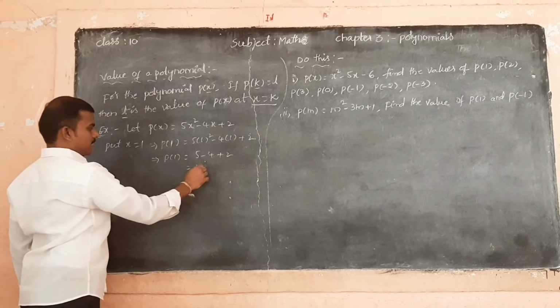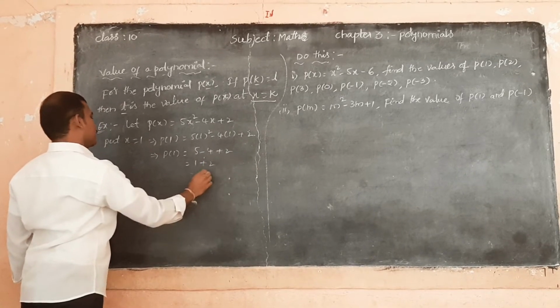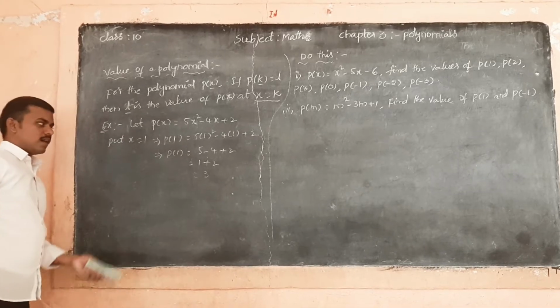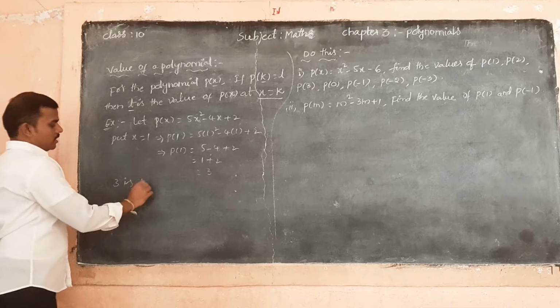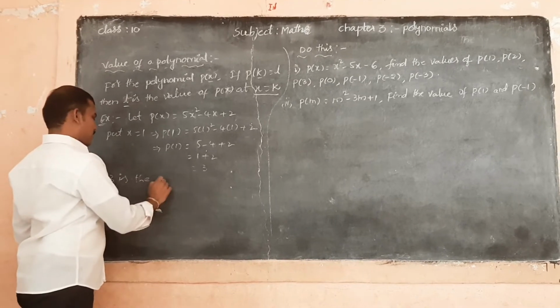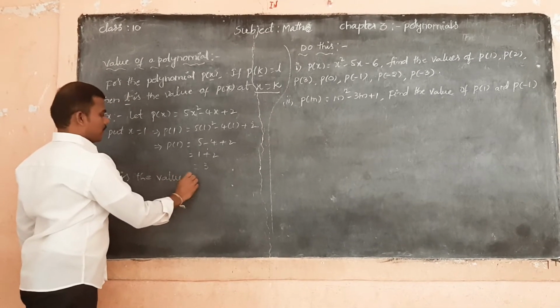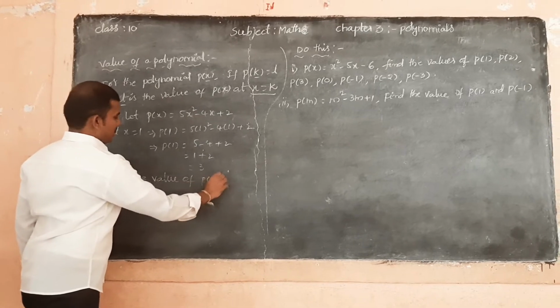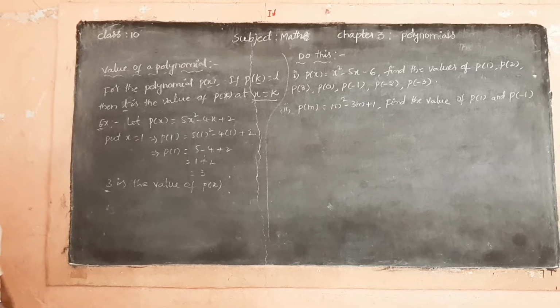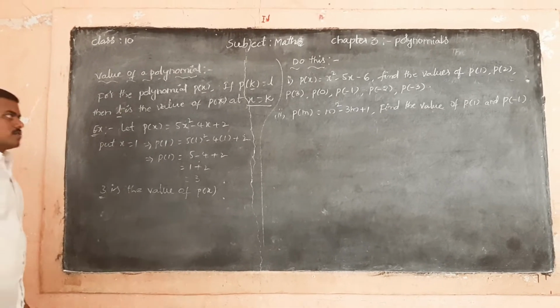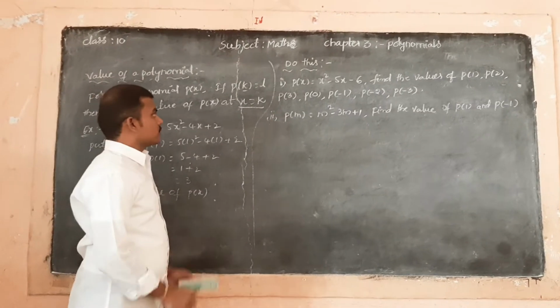5 minus 4 will get 1, plus 2. 1 plus 2 is equal to 3. So 3 is the value of p of x. So 3 is the value of the given polynomial, or the value of p of x. Here 3 is the value of this polynomial. So, some problems you can see in the textbook.